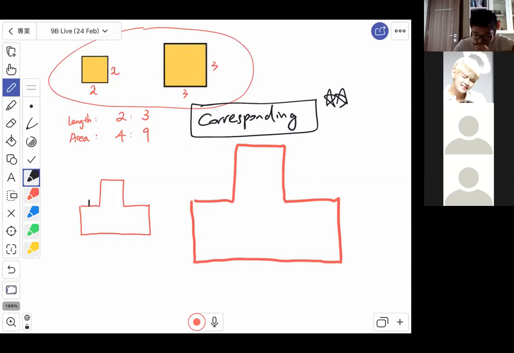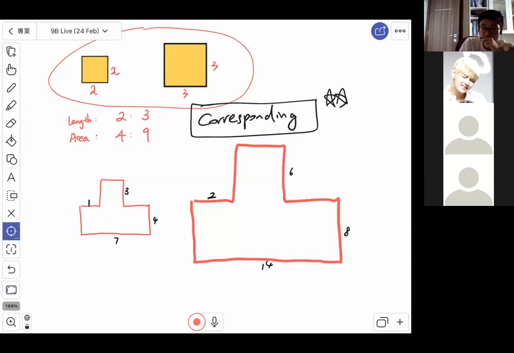If each corresponding part of each figure has the same ratio, for example 1 to 2, 3 to 6, 7 to 14, 4 to 8. These are just some random numbers, but you can see that for each corresponding part, I double it. Of course, how many corresponding parts are there?